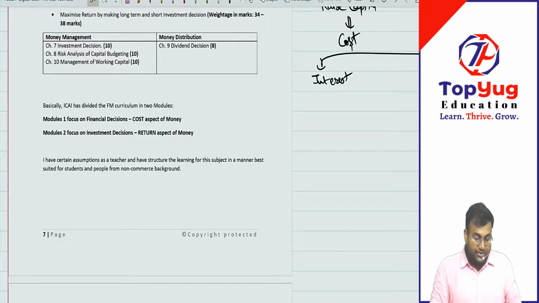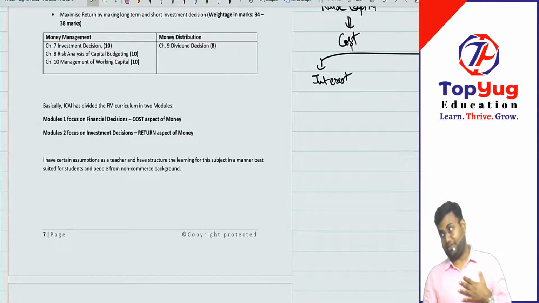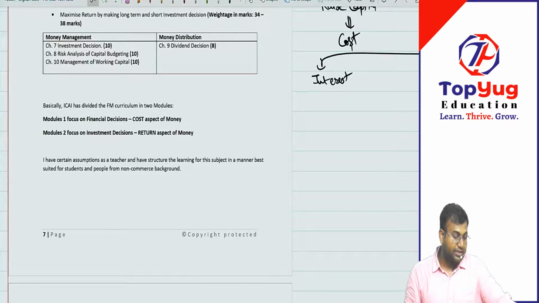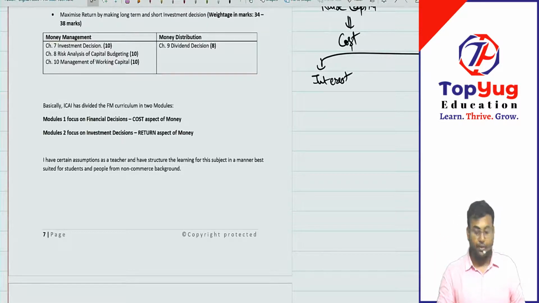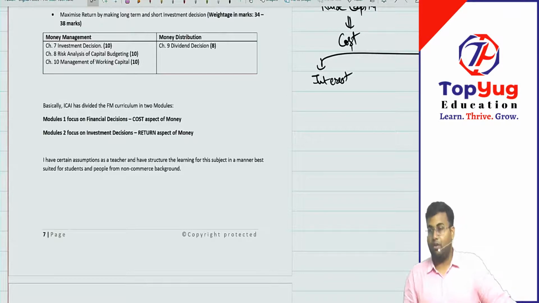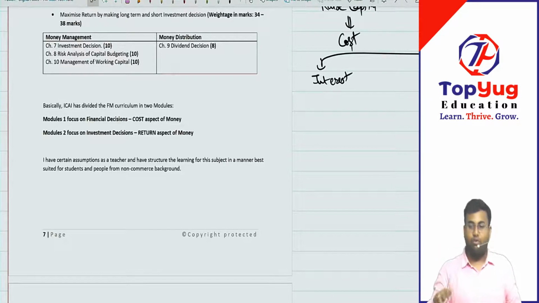I have certain assumptions as a teacher, and I have clearly written them. I have structured the learning for the subject in a manner which is best suited for the students and the people from a non-commerce background. So that means, this being a basic level, I just try to take it from as basic as possible.